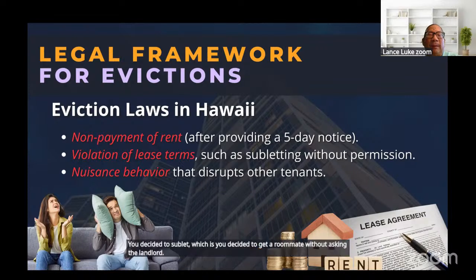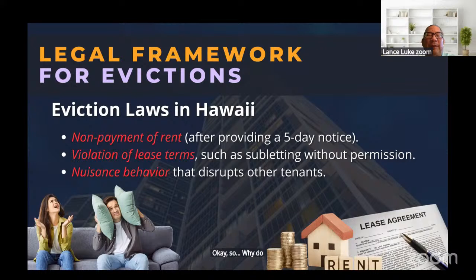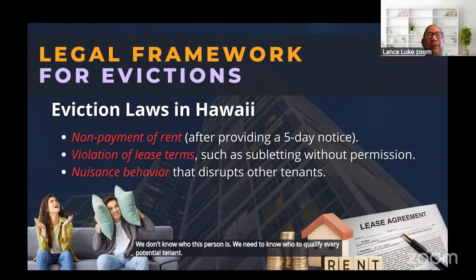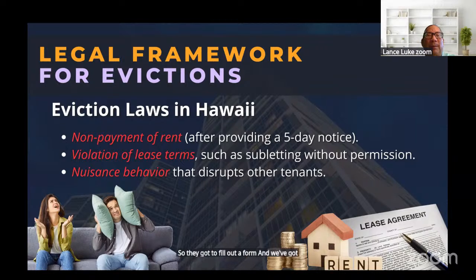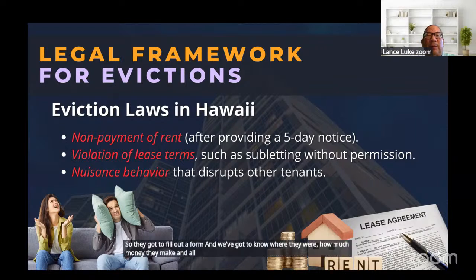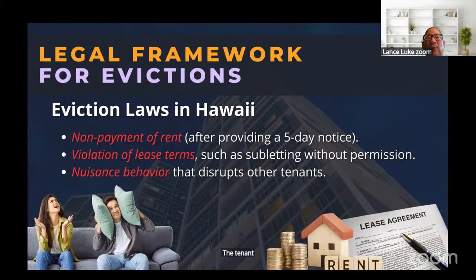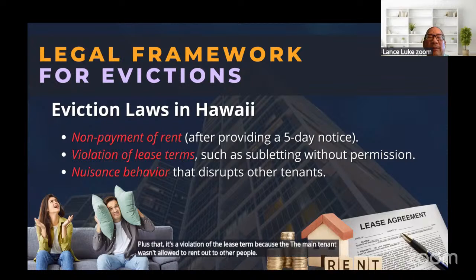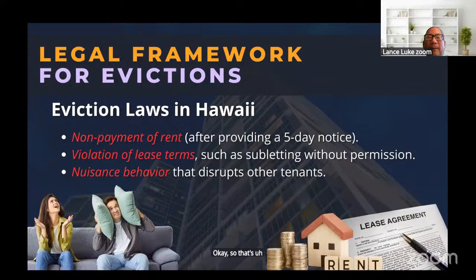Okay, so why do you think it's a problem? Well, if you ask the landlord, he'd say, we don't know who this person is. We need to qualify every potential tenant. So they've got to fill out a form, and we've got to know where they work, how much money they make, and all that to see if they can afford the rent. What is their past history? And when the tenant decides to bring in a roommate, we don't know who this person is. Plus it's a violation of the lease terms because the main tenant wasn't allowed to rent out to other people.